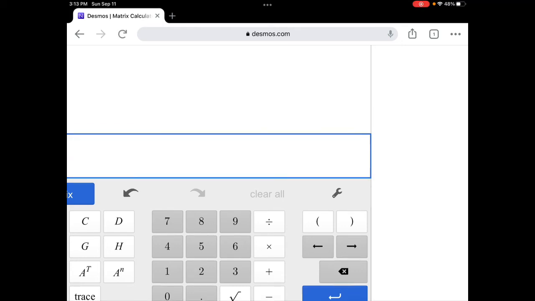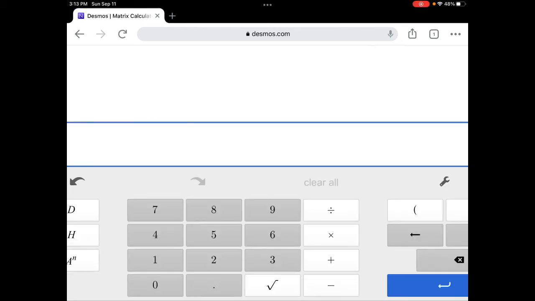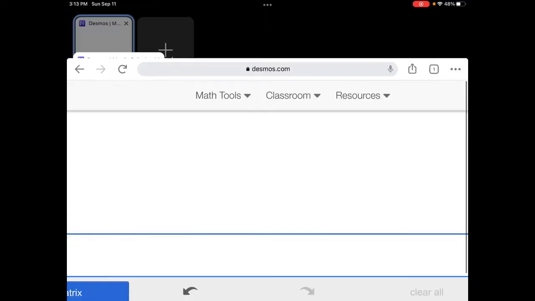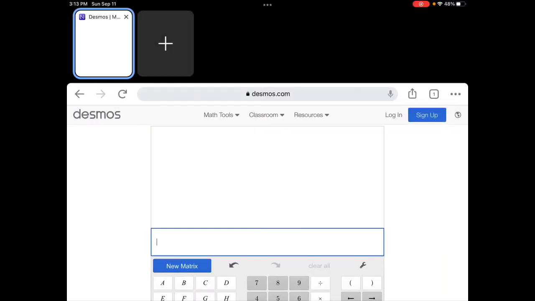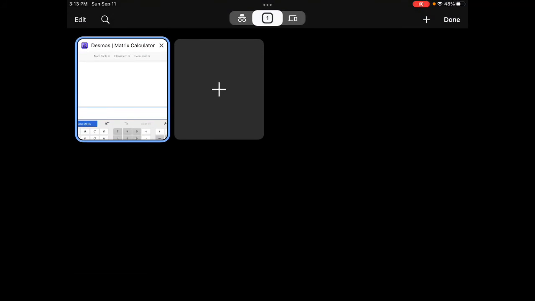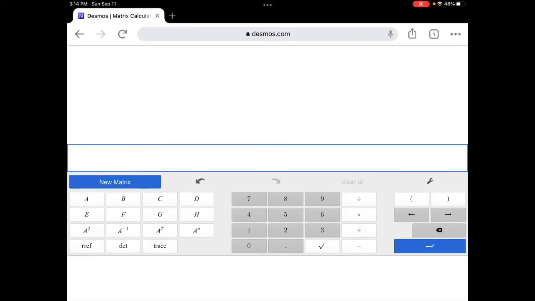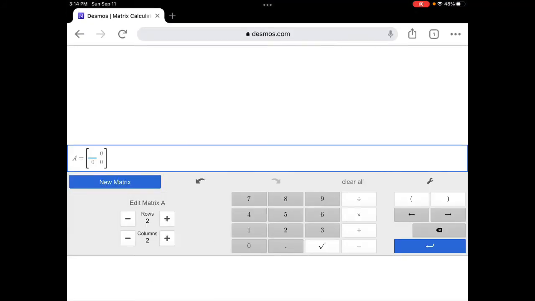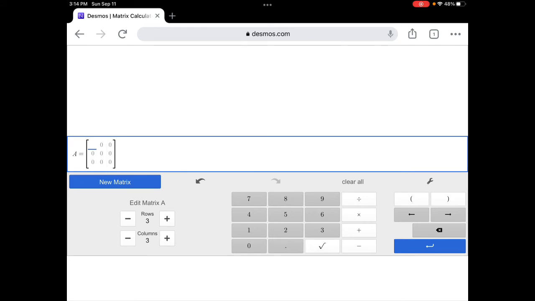What happened? My screen's all zoomed in. Okay, that's not going to work. Let's try that. Well, not really sure what I did, but I think that I can see all my numbers.